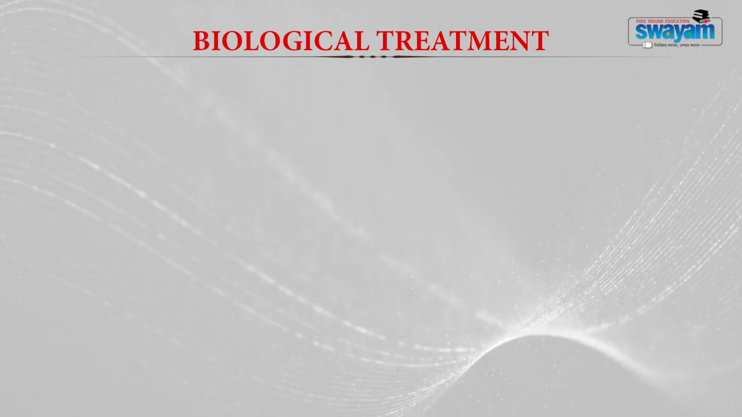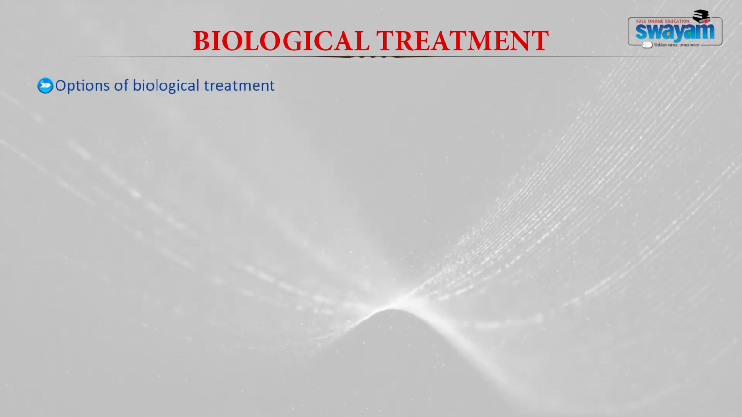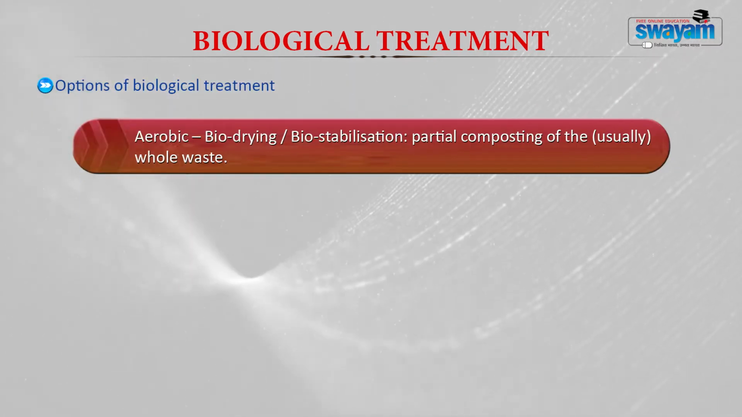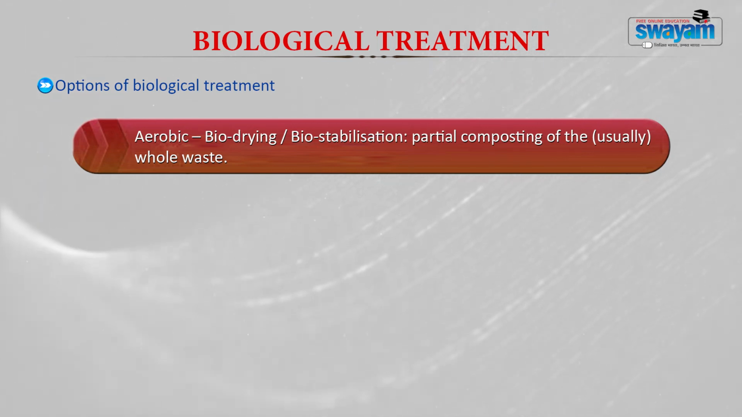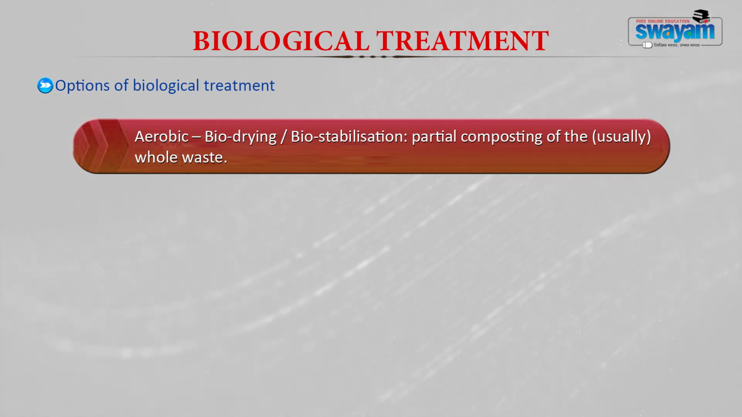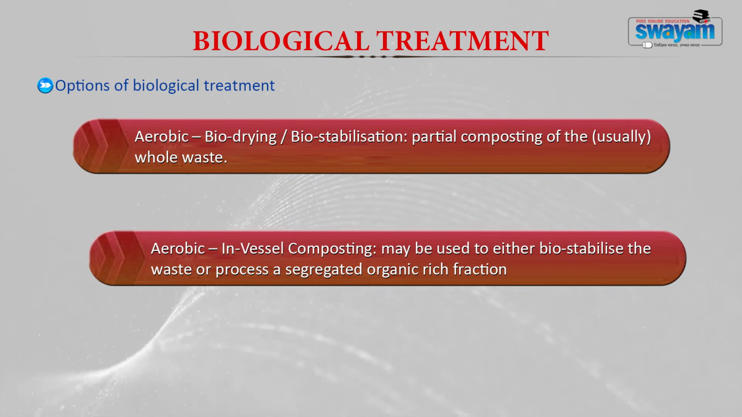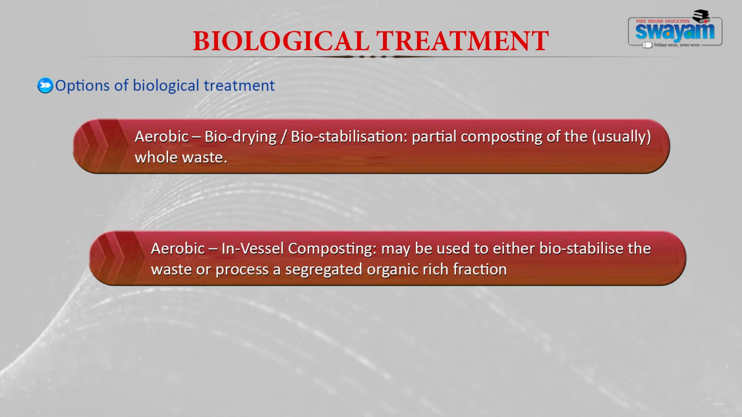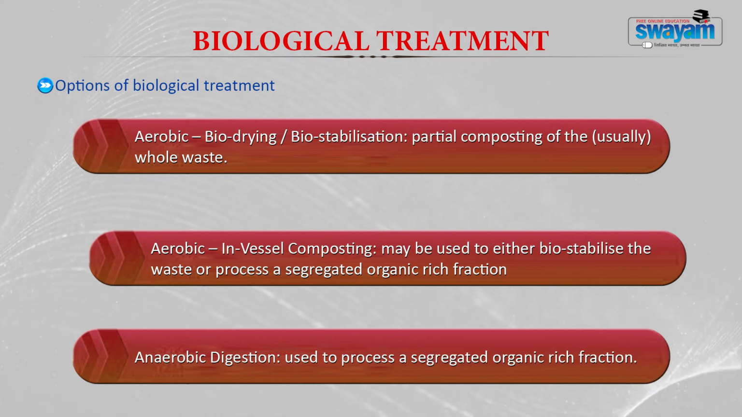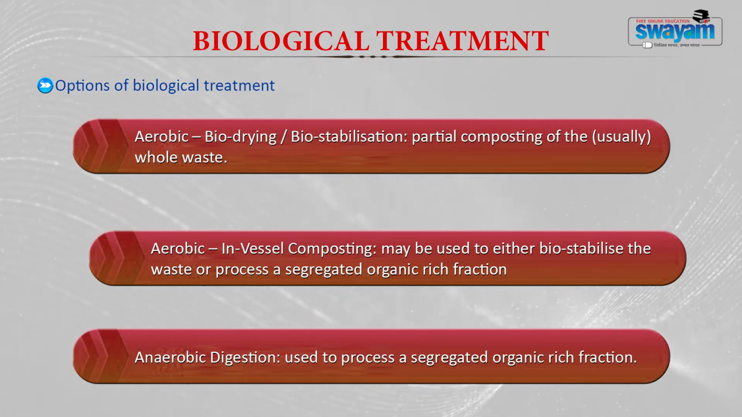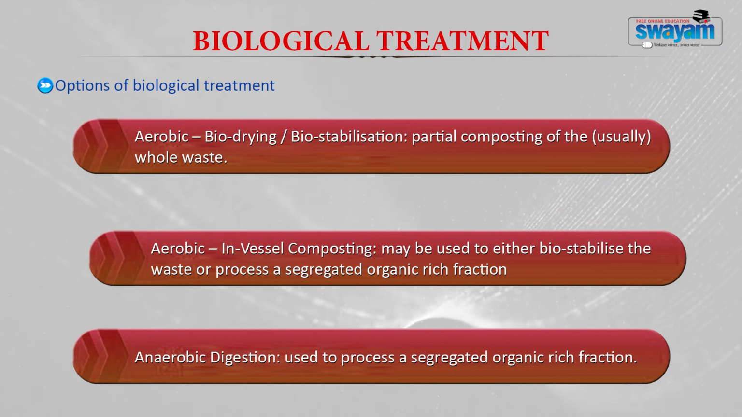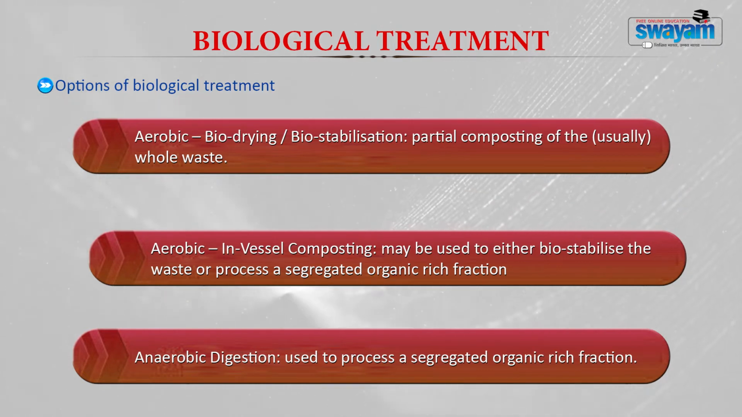As I told you earlier, the different options used for biological treatment are bio drying, biostabilization, where partial composting is done for the entire waste and then it is dried. The second option available is the aerobic process or in-vessel composting, which is again used to biostabilize the waste or process a segregated organic rich fraction. The third option is anaerobic digestion, again used to process a segregated organic rich fraction. Now, each of these processes we will discuss in detail.